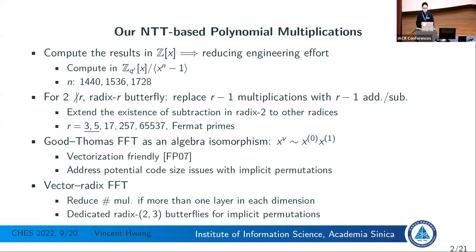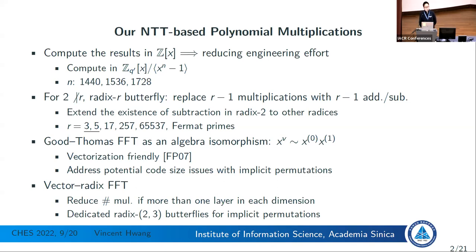Next, I'll talk about two rarely seen fast Fourier transforms. The first one is Good-Thomas FFT as an algebra isomorphism. In particular, it introduces the equivalence between X to V and the product of the two variables.